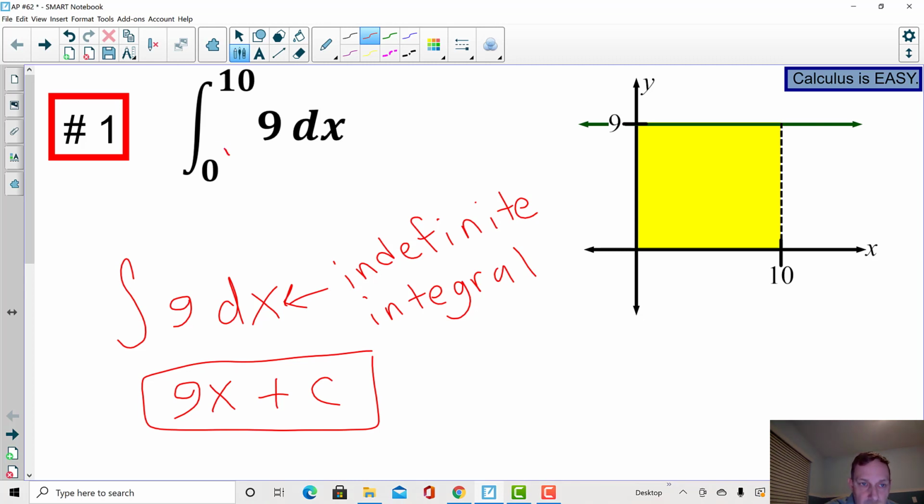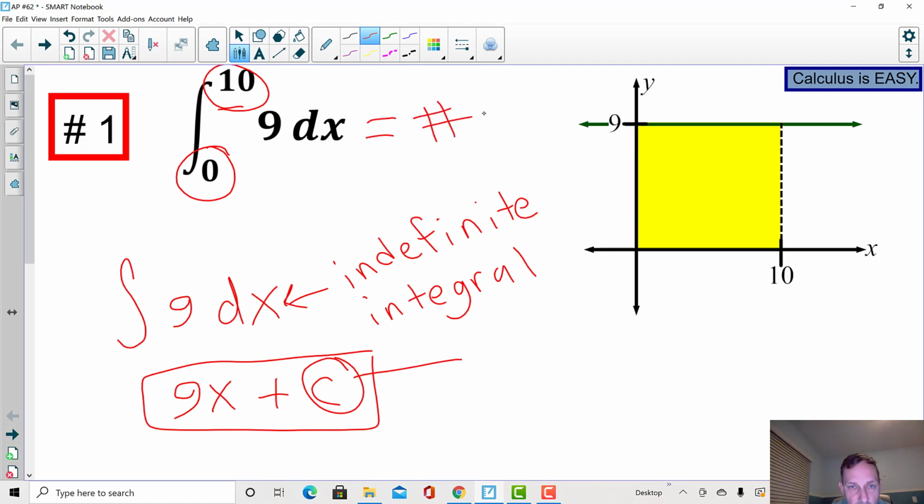But when you have bounds, this integral starts from 0 and ends at 10. That's called a definite integral. The way that I remember that is that you definitely know the answer. There's no plus c when you do a definite integral. This is going to actually equal a real number. It might be equal to 20, it might be equal to -2, but it's going to equal an actual number.